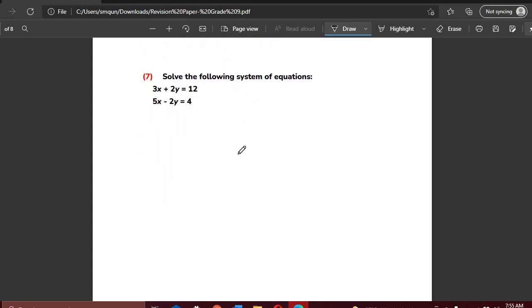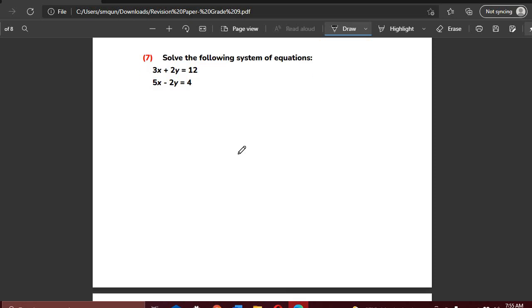Okay, this one says solve the following system of equations. Now we have 2 algebraic methods for solving simultaneous equations. So these would be a pair of simultaneous equations. Okay, you have to choose between the substitution method and the elimination method.